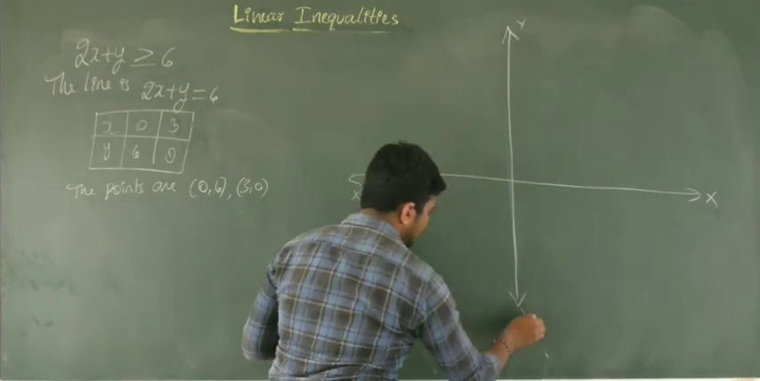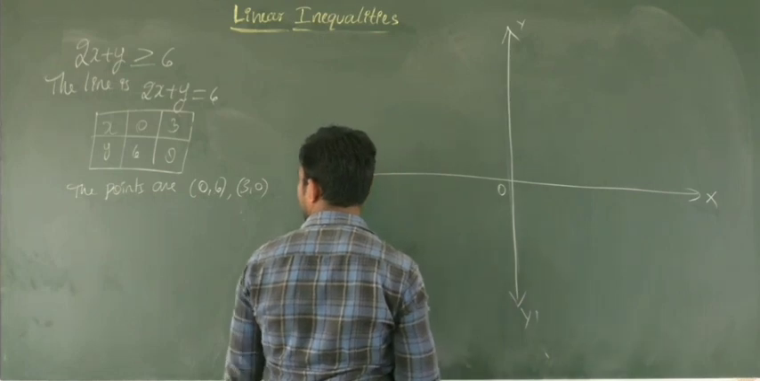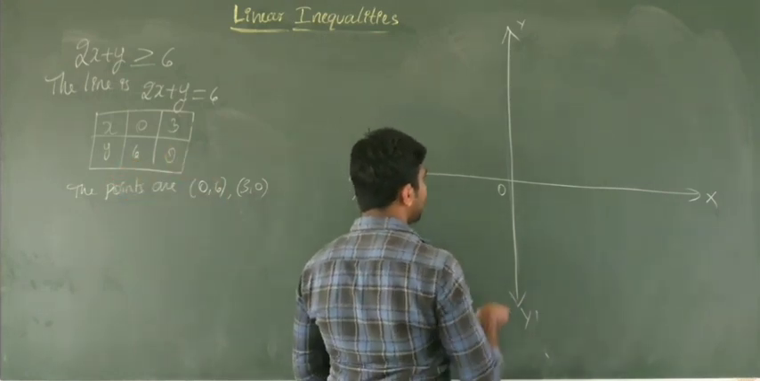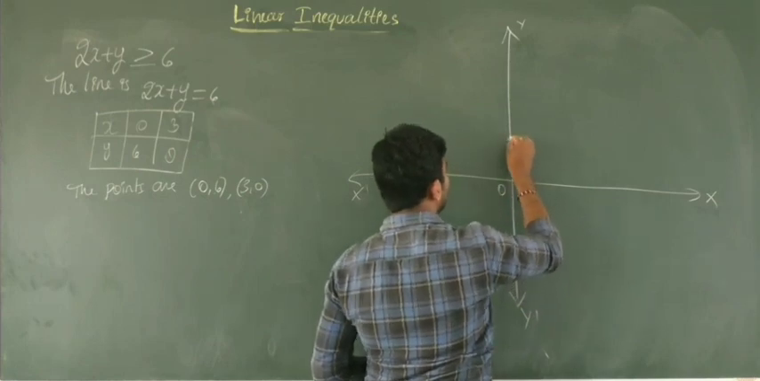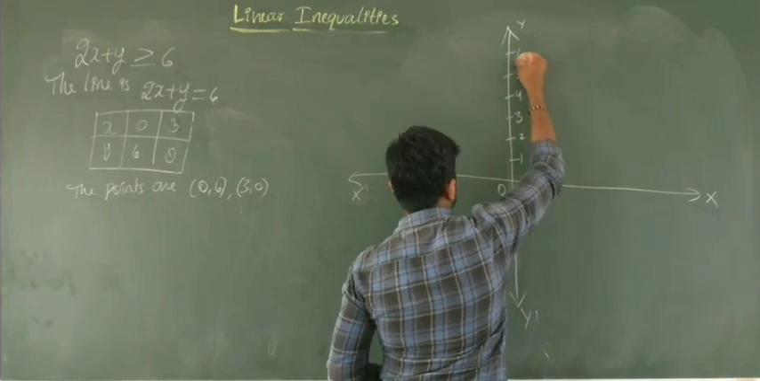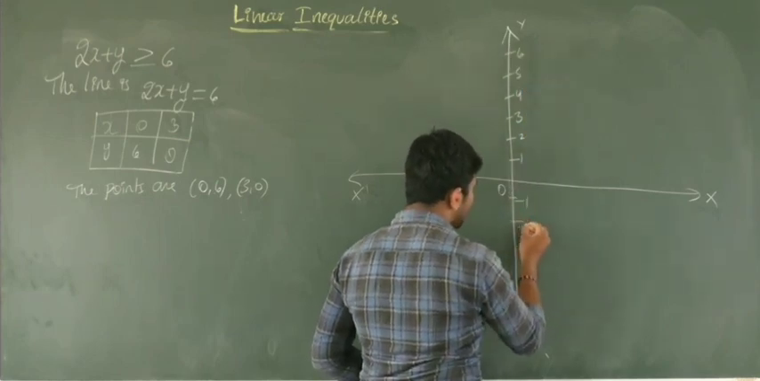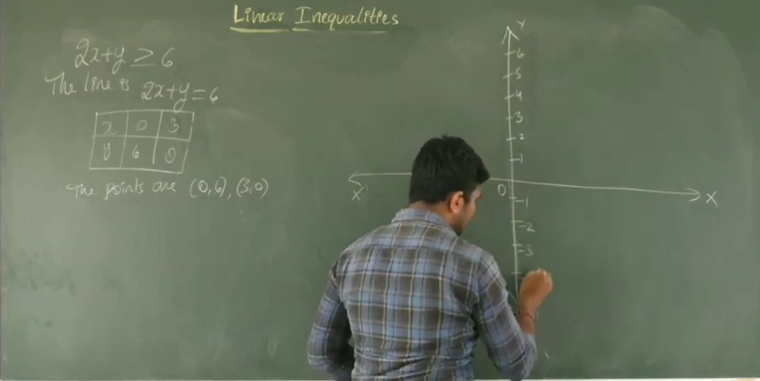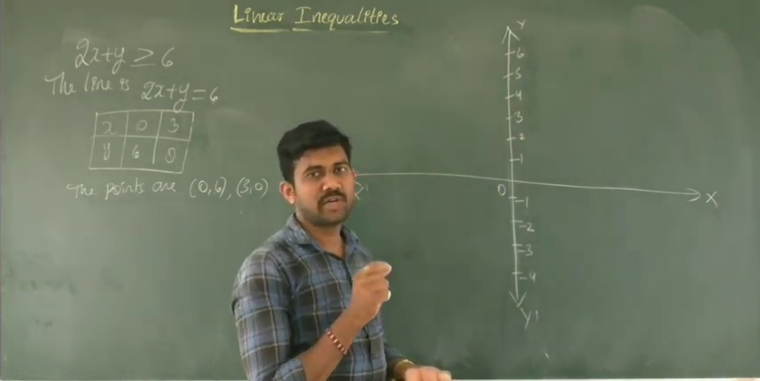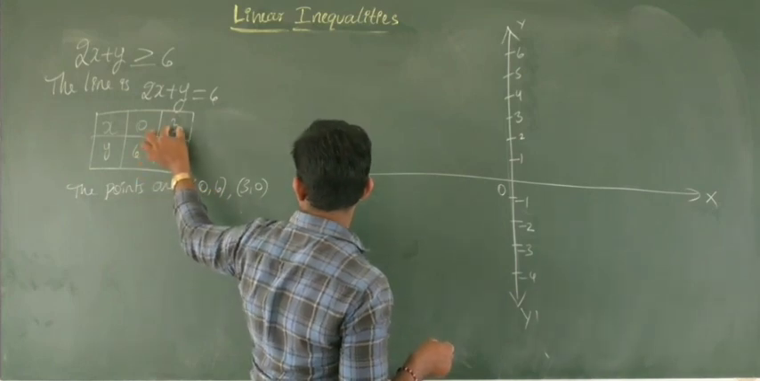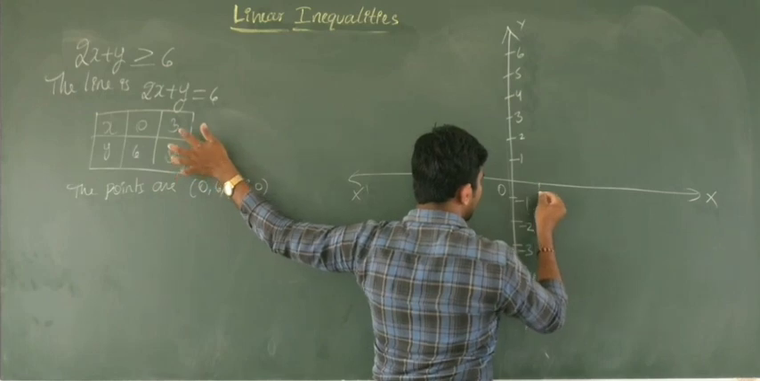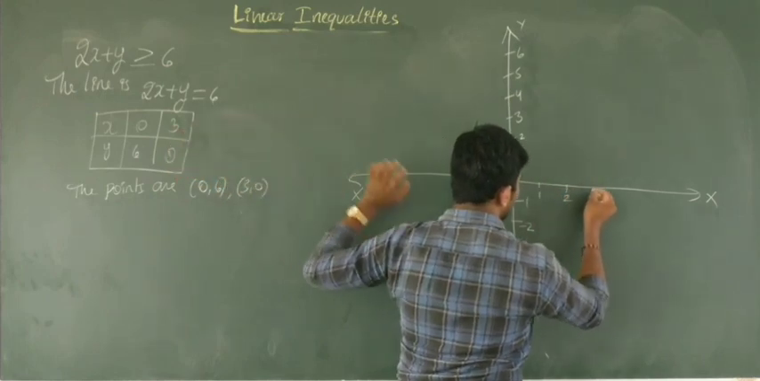X dash, y dash. This is origin. Now here in y axis we need at least 6 points. So I'll consider here 1, 2, 3, 4, 5, 6, and here -1, -2, -3, -4. Okay, you have to take the scale when marking the points. Similarly, here in x-axis we need at least 3 points, 1, 2, 3.